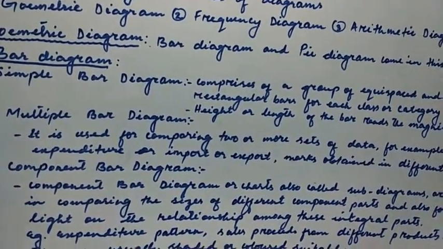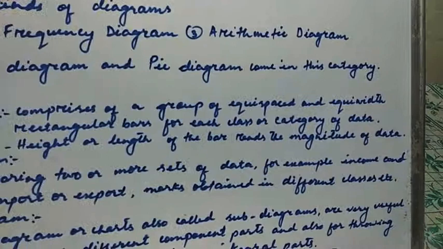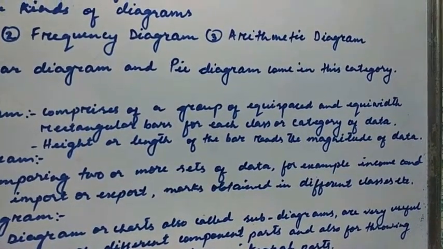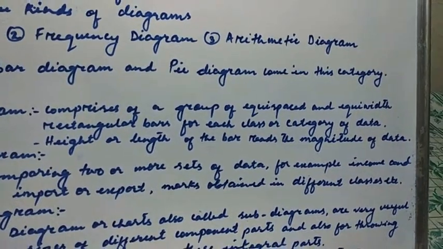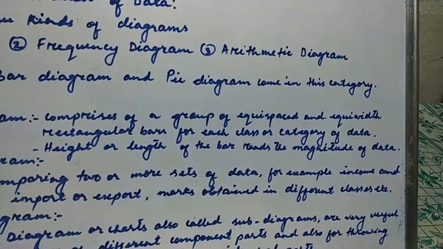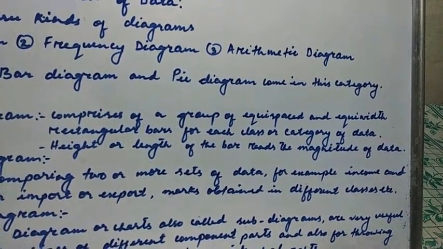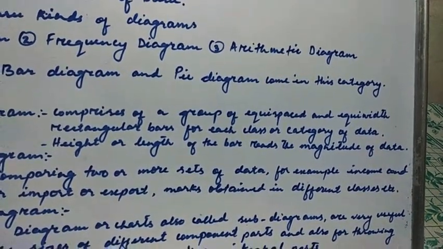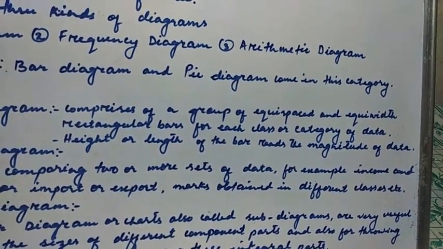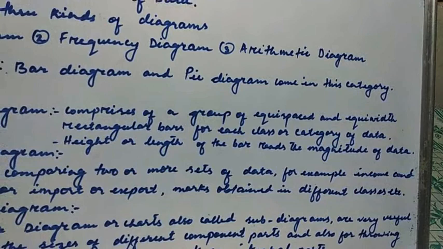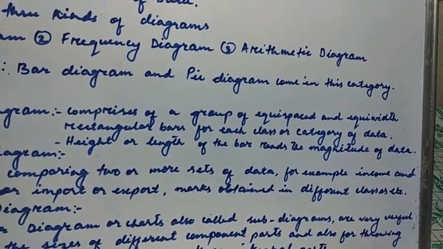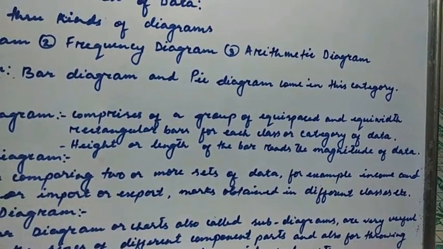In this simple bar diagram, it comprises a group of equi-spaced and equi-wide rectangular bars for each class or category. You will see rectangular bars represented for each class or category of the data. The height or length of the bar reflects the magnitude of data. So it is according to the height and length of the bars that the magnitude of the data is represented.